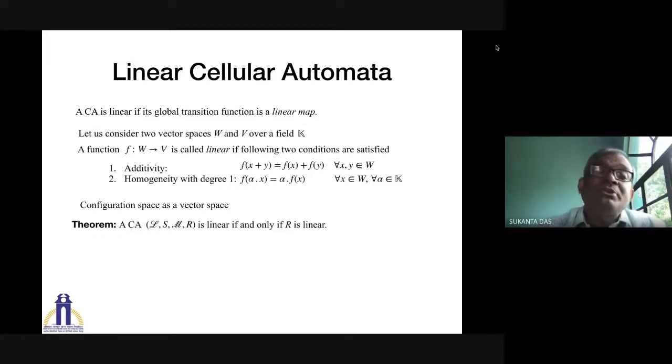Now, what is the relation between this linearity of the CA and the rule? This theorem states that: a CA with state set S, neighborhood size m and rule R is linear if and only if R is linear. That is, if the rule is linear, then the CA is also linear, and vice versa. If the CA is linear, then its rule is also linear.